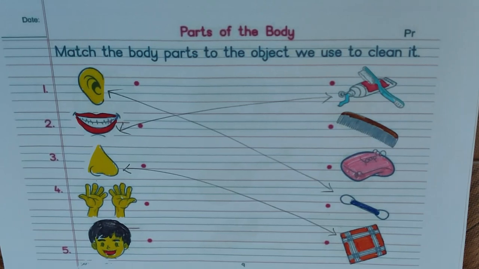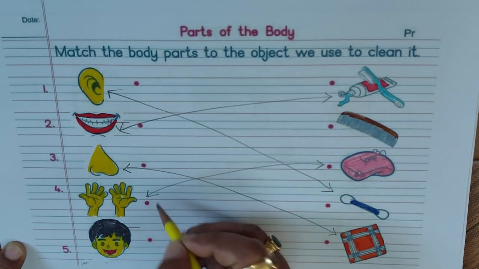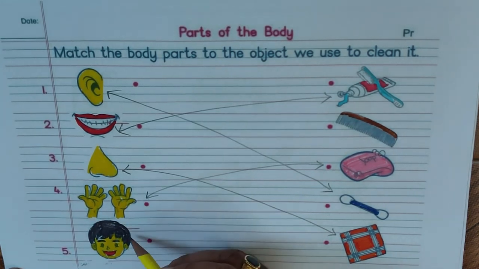Next, hands. We can wash our hands using soap. And finally, hair. How do we maintain our hair or clean our hair of dust particles? Using a comb.